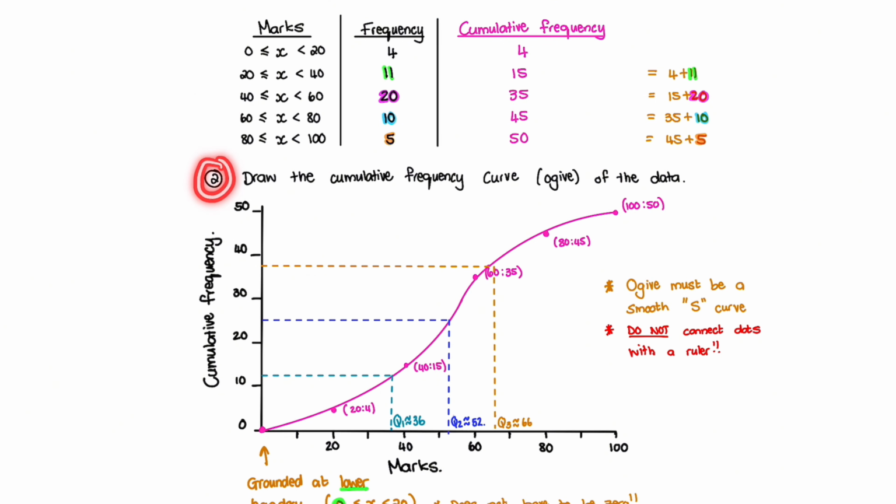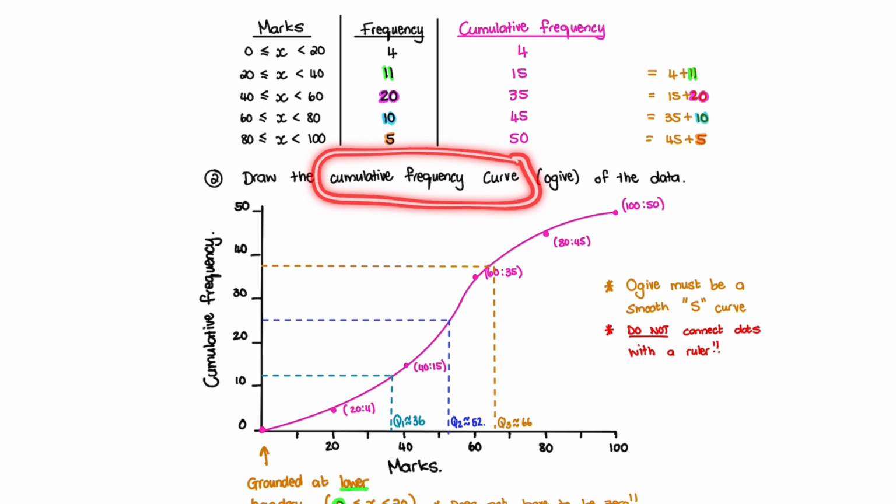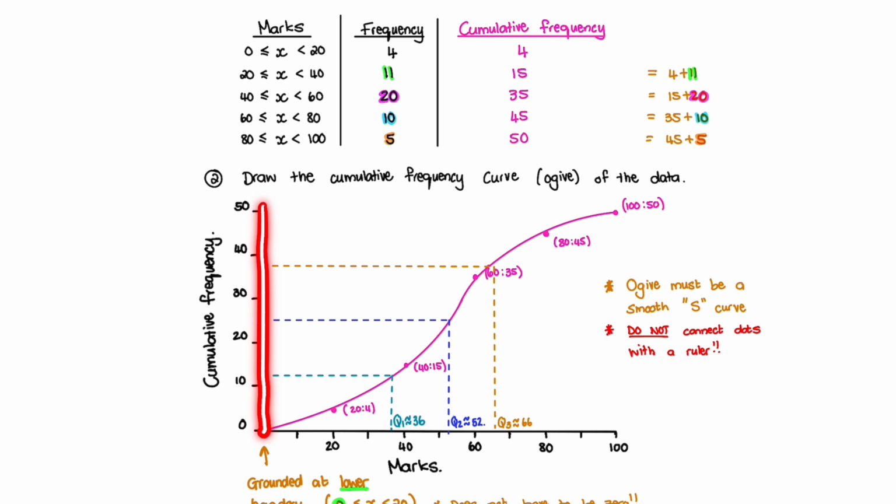For the next question, we are going to draw the cumulative frequency curve, or the Ogive. So these two are synonymous terms. And I like to speak about the curve, but other teachers like to speak about the Ogive. So what we have here is the vertical axis that represents the cumulative frequency. Remember, this is the cumulative frequency curve, so we won't work with the actual frequency.